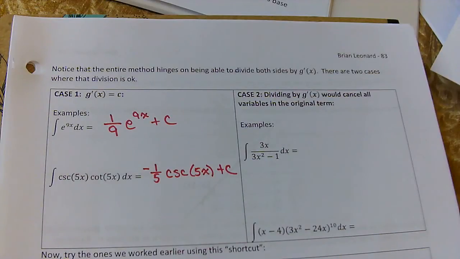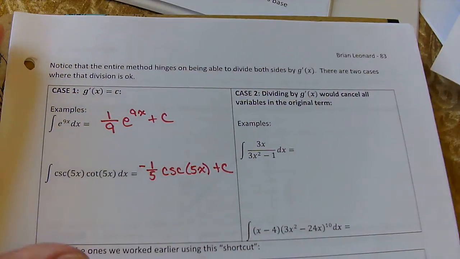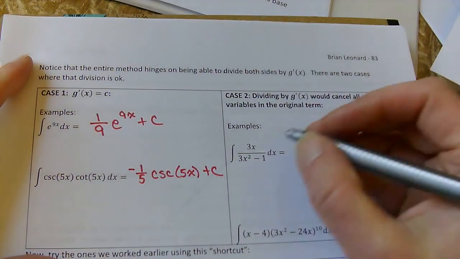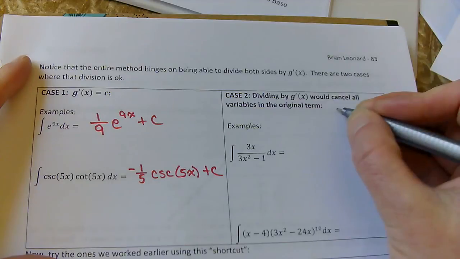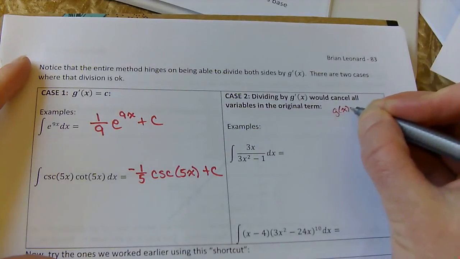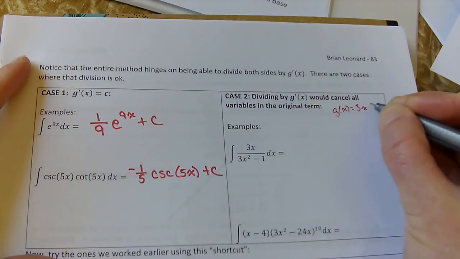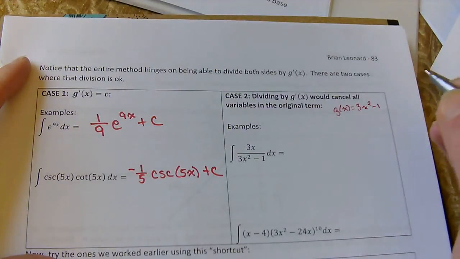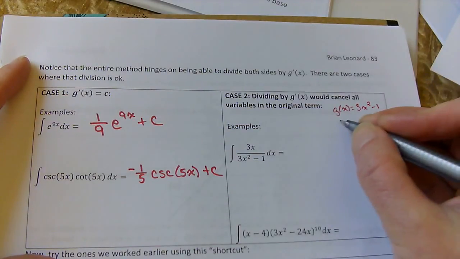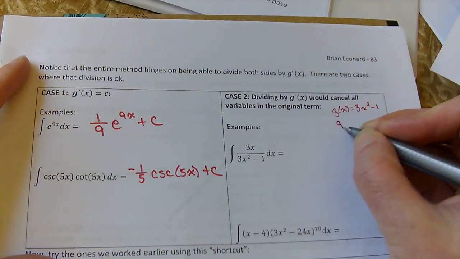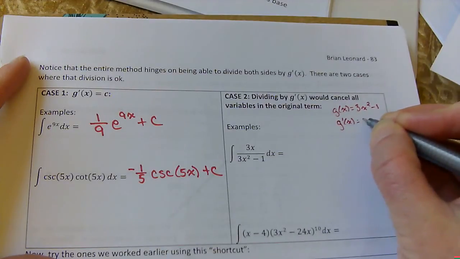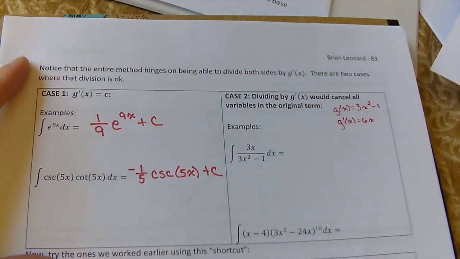In this next one, what would you consider the innermost function? What do you consider g of x to be? So I'm going to kind of make a note on the side. I think g of x is 3x squared minus 1. Well, what does that mean g prime would be? Well, the derivative of that is 6x. That's what I'm going to divide by.